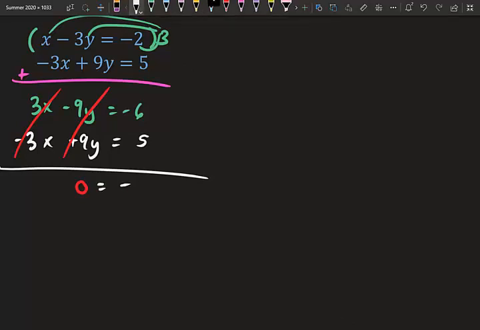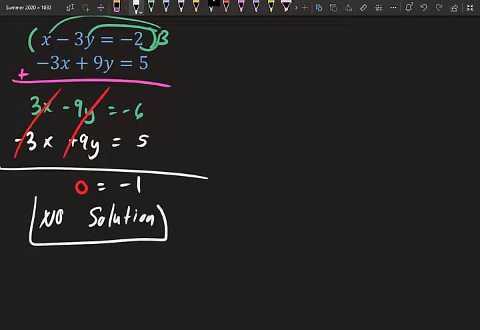Does 0 equal negative 1? No, that's not a true statement. That's never going to be true. 0 does not equal negative 1. So this is no solution. Meaning, if you were to graph them, they would never cross. Ever. So that's what we just found. They never cross. Crazy, right?